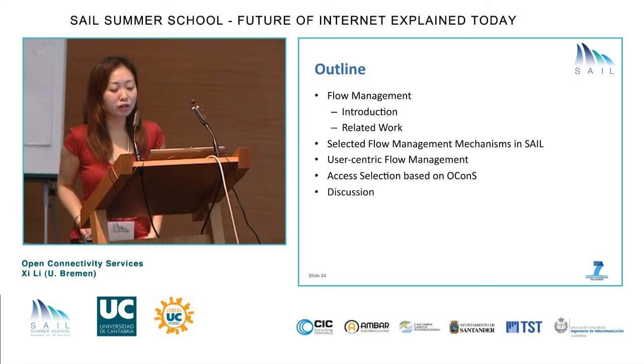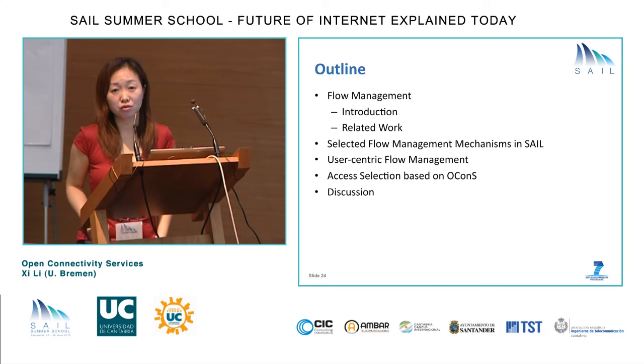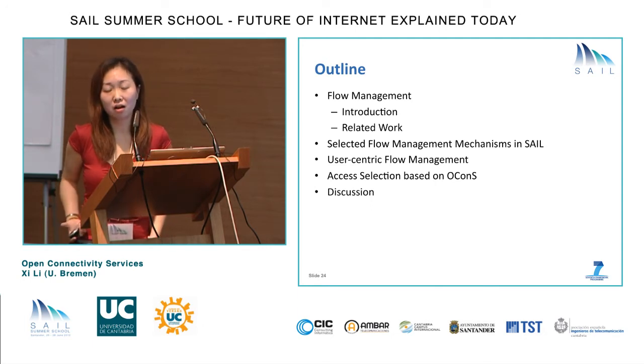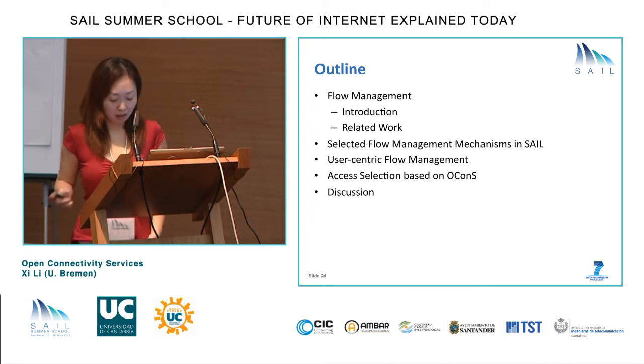Usually the flow management problem combines the problem of access network selection, which means how we select the appropriate access networks for delivering the application flows, and the flow distribution problem, which is mainly dealing with how we distribute or schedule the application flows among the selected access networks.